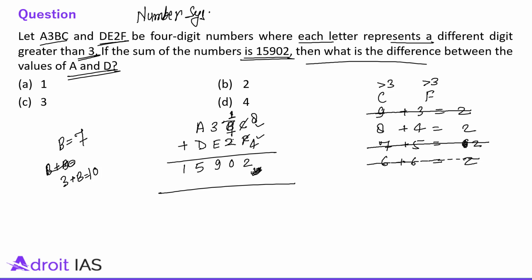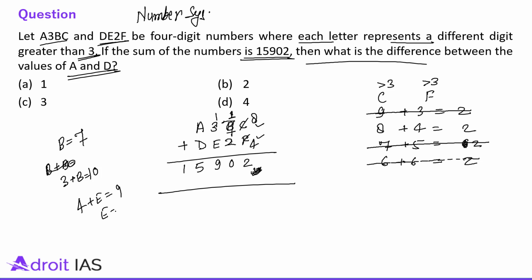Then 1 is going to carry. 1 plus 7 plus 2 is 10, so 1 is getting carried over here. So 1 plus 3 is 4. Then 4 plus E is equal to 9.